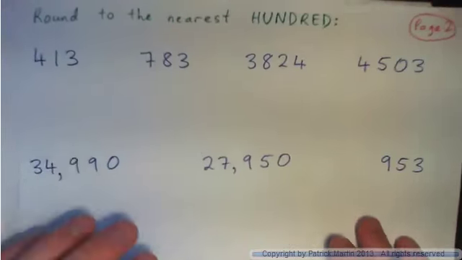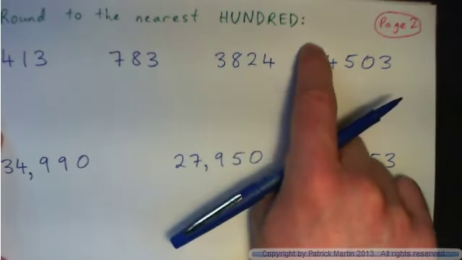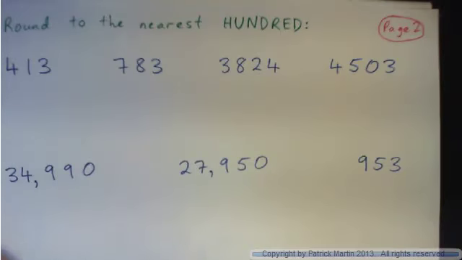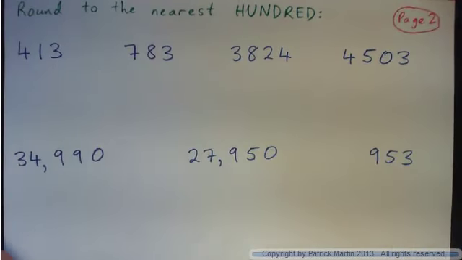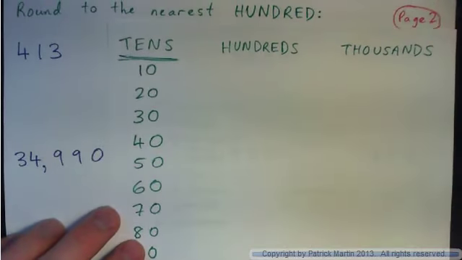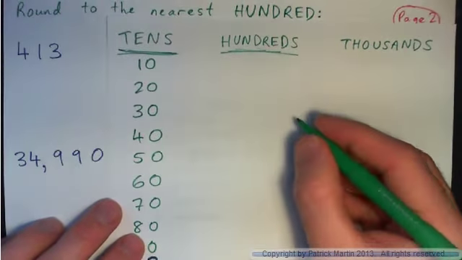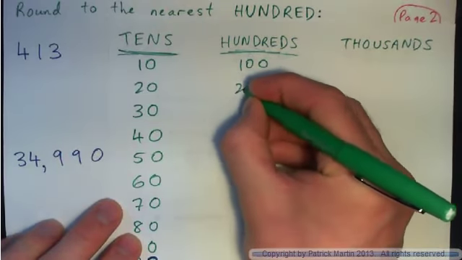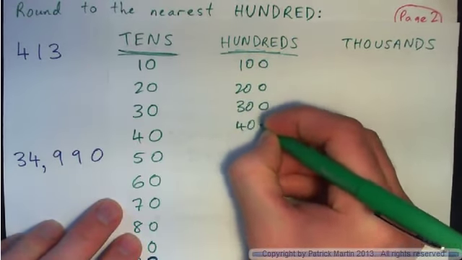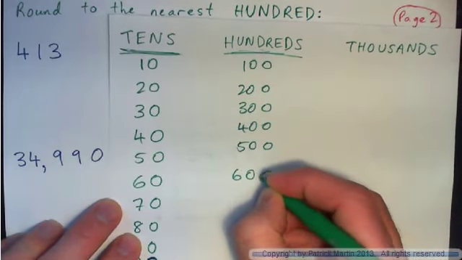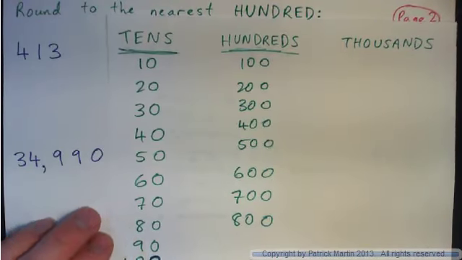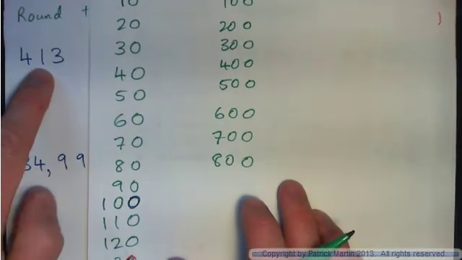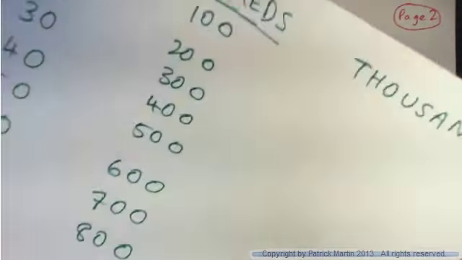Okay, on to page 2. We're going to round these numbers to the nearest 100. Okay? So if we have 413, if you round that to the nearest 100, what do you get? Now let's first quickly write out what hundreds means. If we're talking about hundreds, we're talking about numbers that look like this. 100, 200, 300, 400, 500, 600, 700, 800, and so on, right? These are hundreds. So what 100 is 413 nearest to? Which of these numbers is it nearest to?